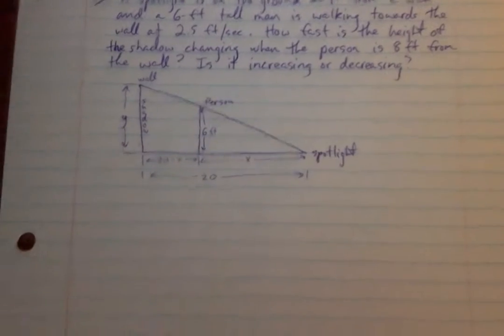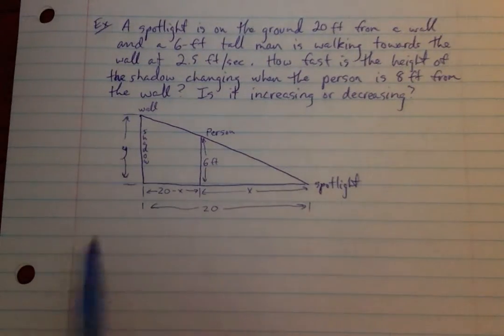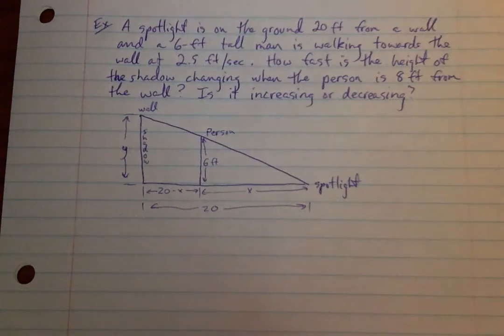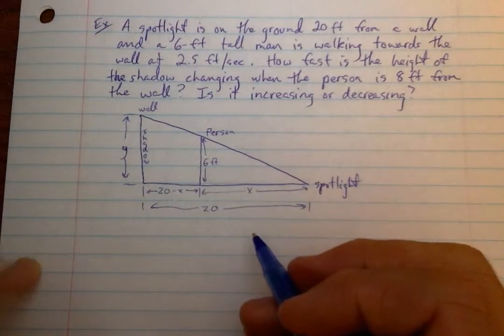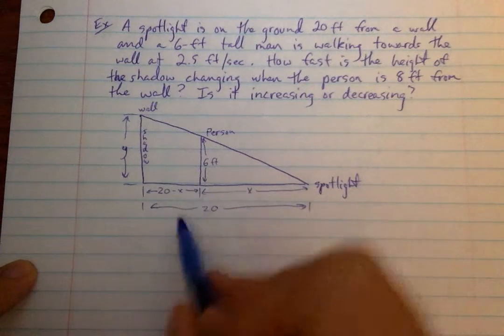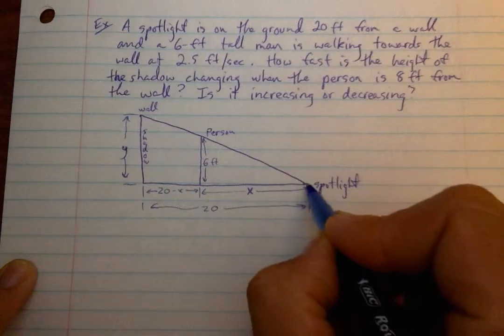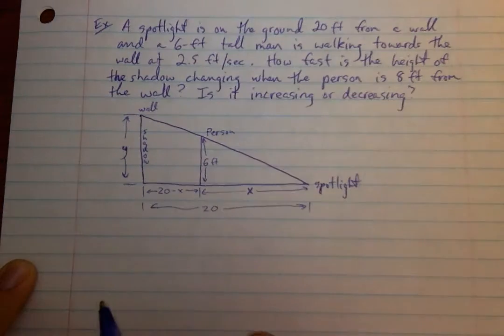Well, spoiler alert, it's not actually that hard. So we want to find y prime, that is, the height of the shadow changing when x equals 12. Now I want to go into that a little more clearly. When he's 8 feet from the wall, that means, as we've drawn it here, x is the distance between the spotlight and the man. 20 minus x is the remaining distance. So he is 8 feet from the wall. That gives us an x of 12.